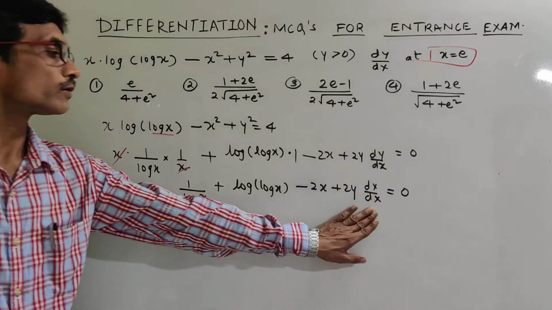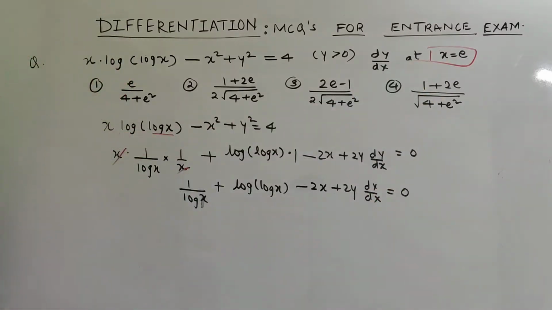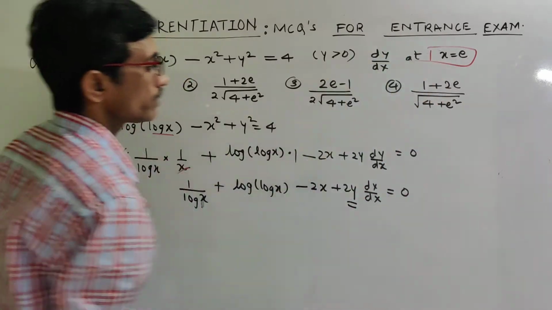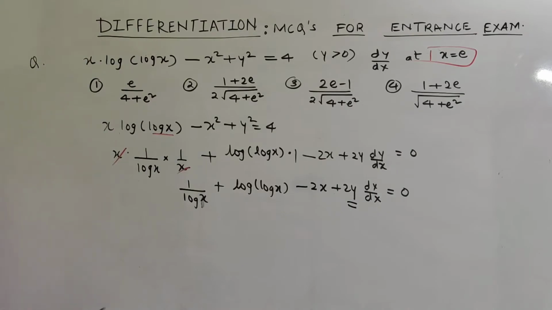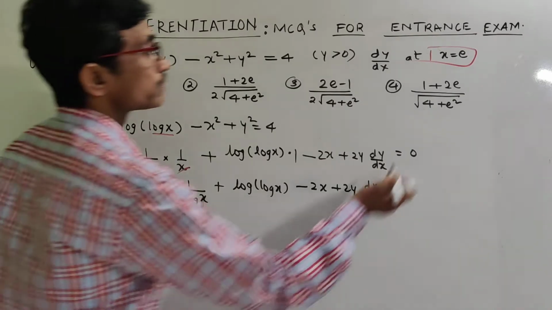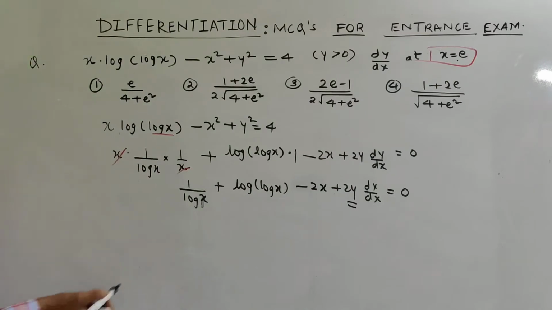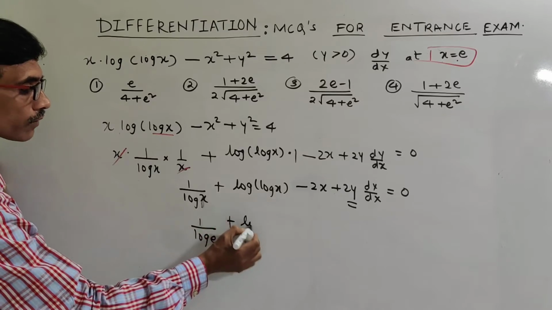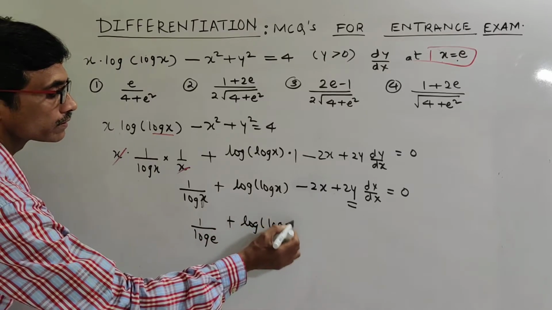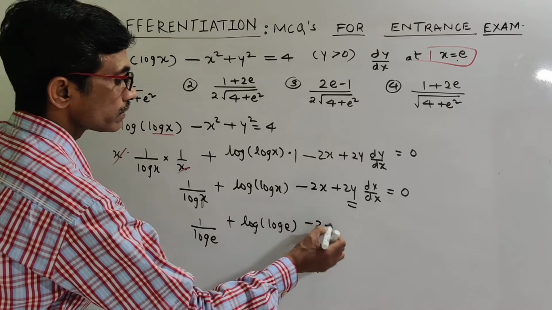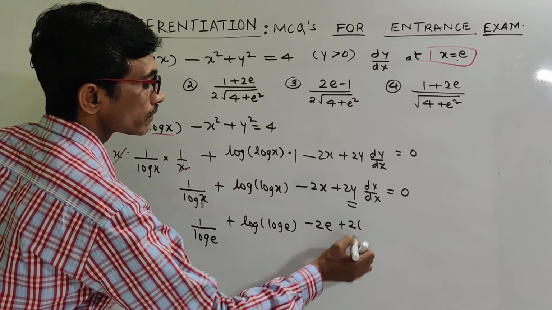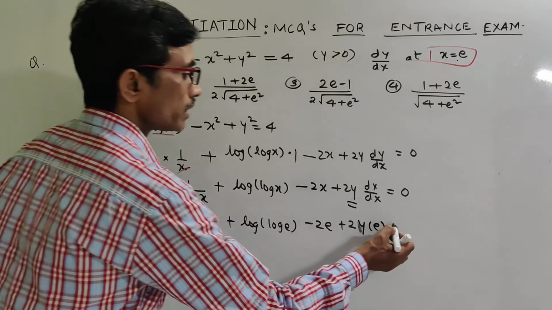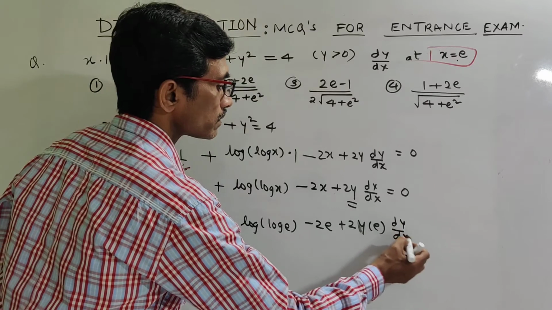Now this derivative we have to find at x is equal to e. So first of all we require what is y when x is equal to e. So here we substitute x is equal to e, then this will be 1 upon log of e plus log of log e minus 2e plus 2 times y when x is equal to e, dy by dx is equal to 0.